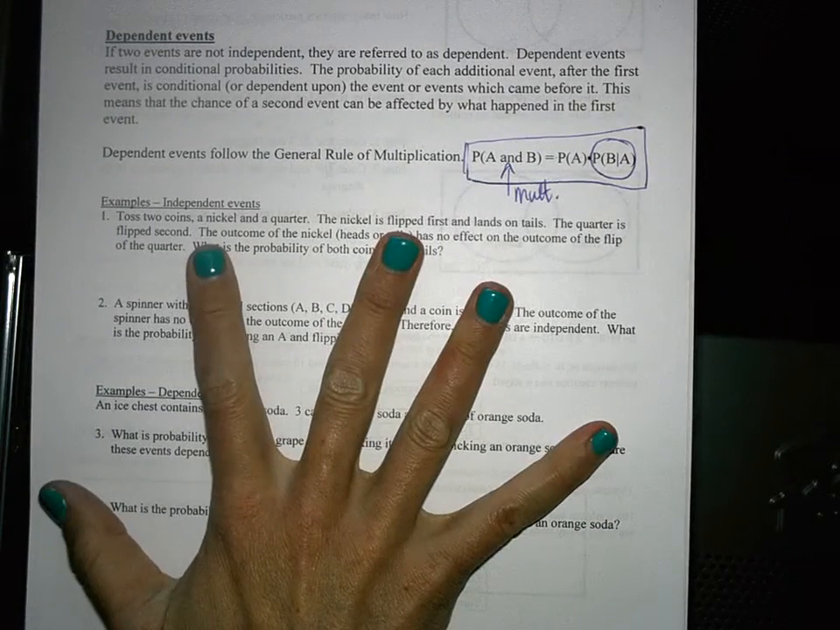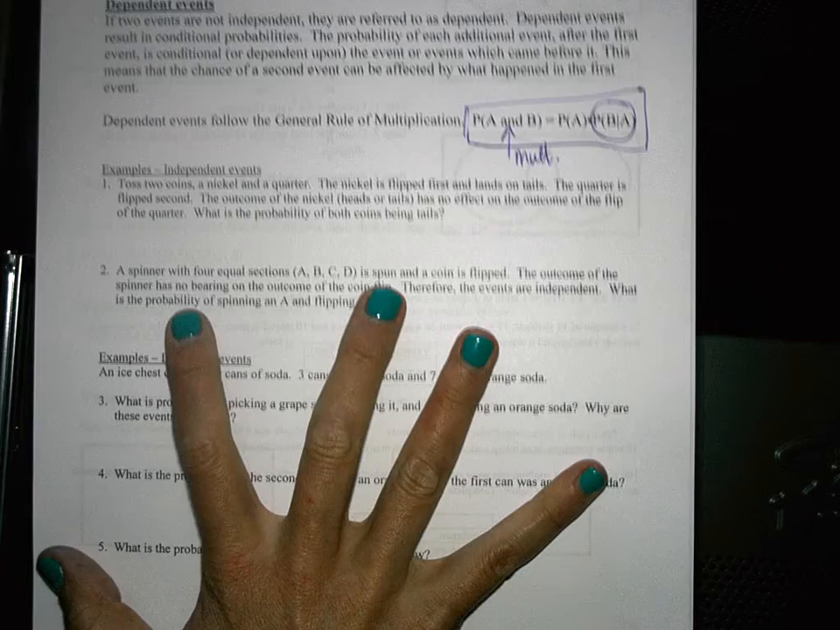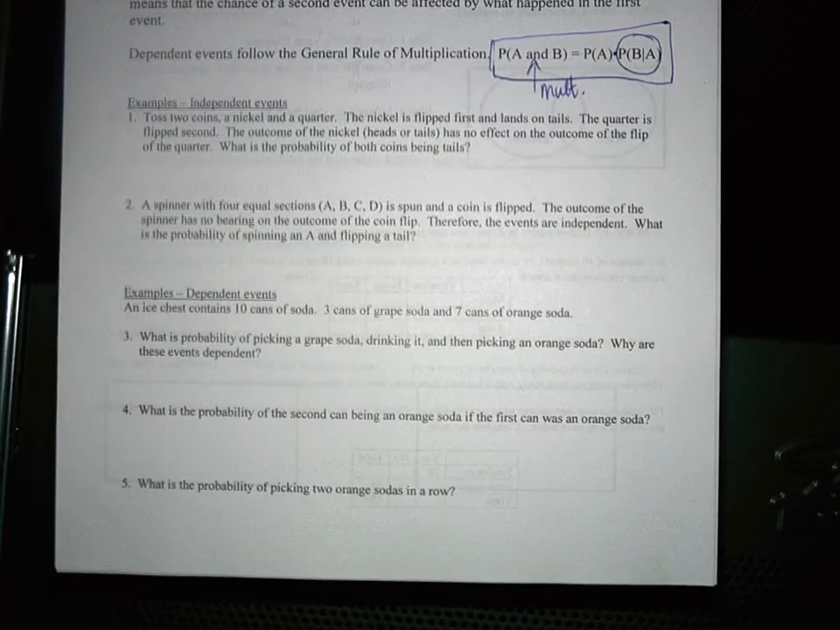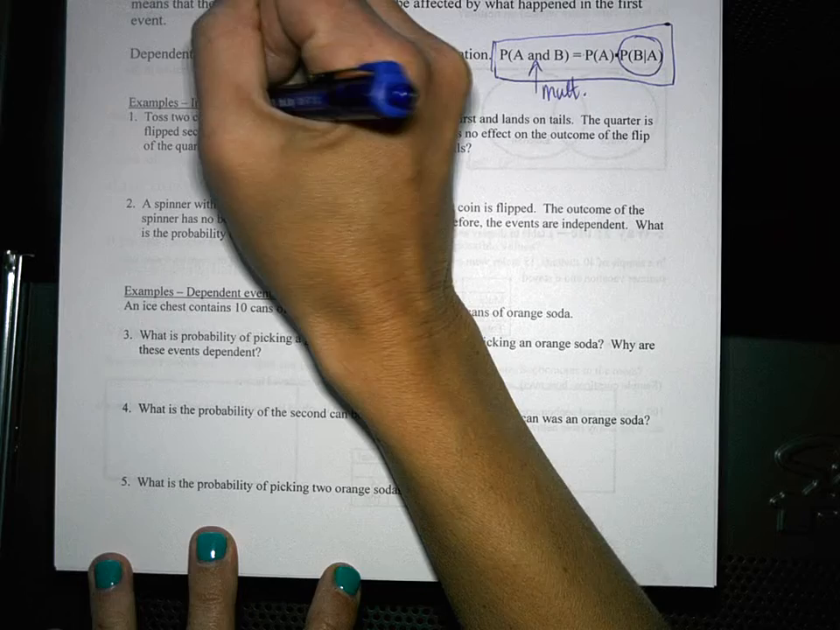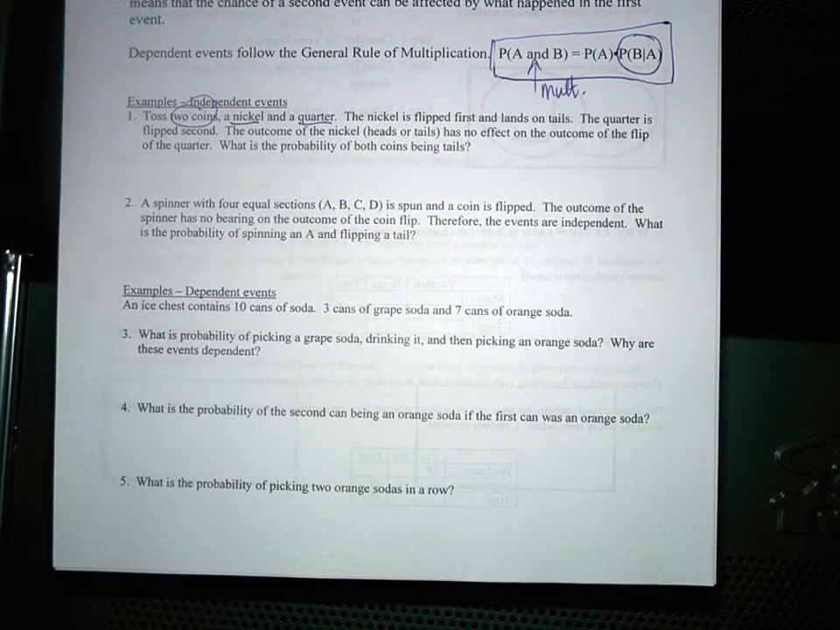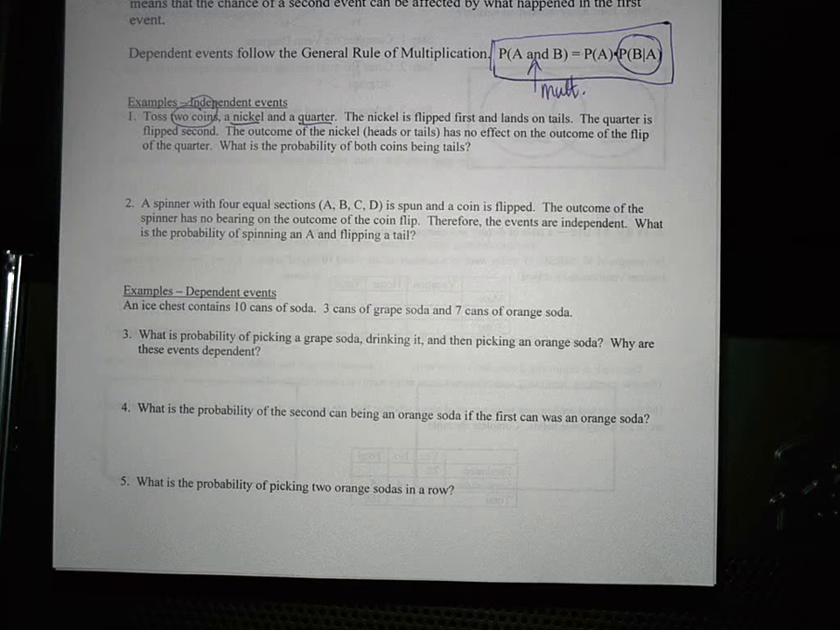We're going to start with a couple independent event examples. So it says you're tossing 2 coins. You have a nickel and a quarter, okay? 2 coins. The nickel is flipped first and lands on tails. The quarter is flipped second. The outcome of the nickel, heads or tails, has no effect on the outcome of flipping of the quarter. Do you guys all agree?